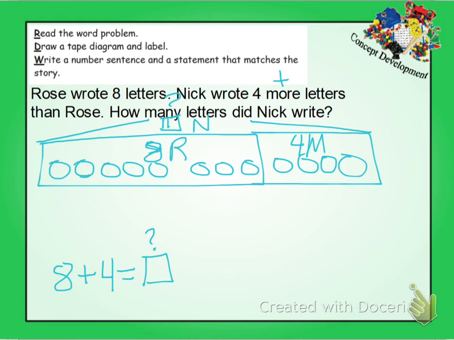So we know that Nick had 12. So 8 plus 4 equals 12. So we know that Nick wrote 12 letters.